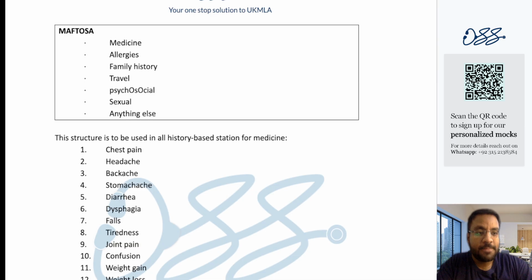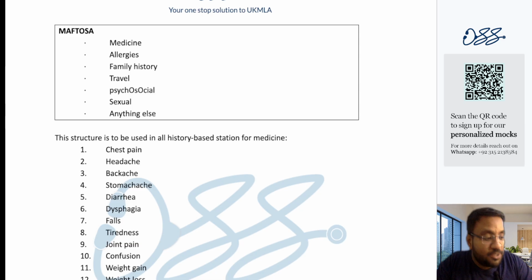Now I'll tell you what each and every component of it is and how you're going to ask about it. So the M stands for medicines. That is the drug history, what medicines you are taking. And how you're going to ask it: by any chance, are you on any long-term medications? That is one way of asking that question. But as I mentioned earlier on, you have to be specific.